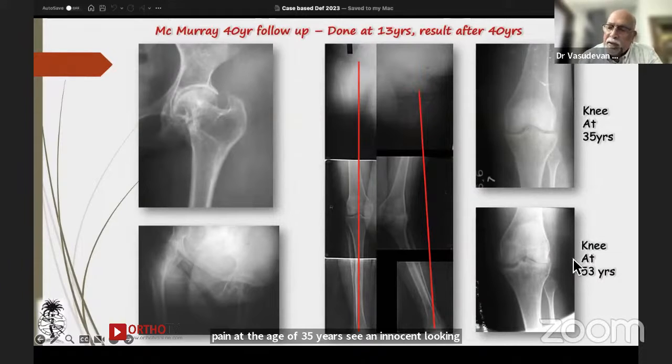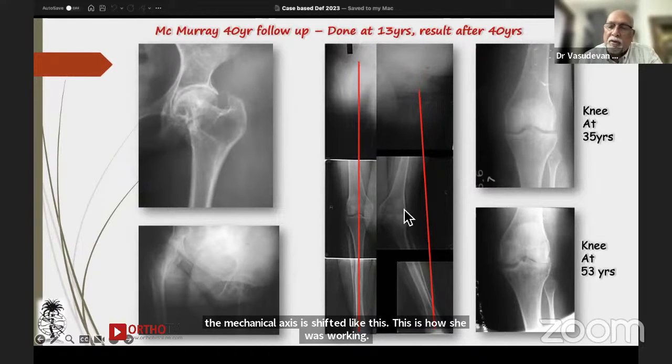And I saw her at 53 years. See, by this time the lateral compartment is completely damaged. See that the mechanical axis is shifted like this. This was how she was walking. That is a full-length X-ray. The lateral compartment is completely gone.